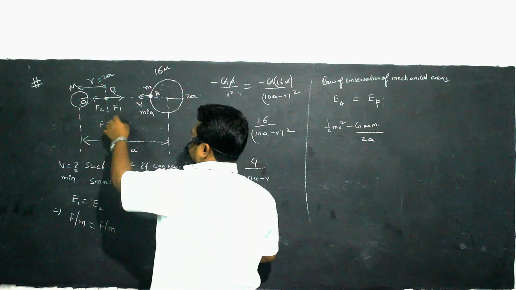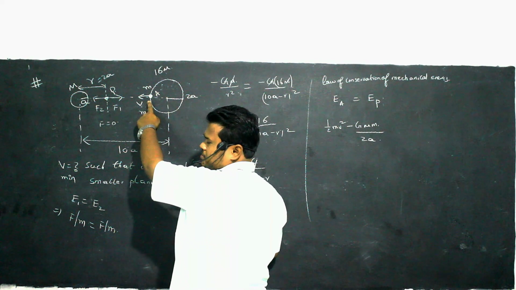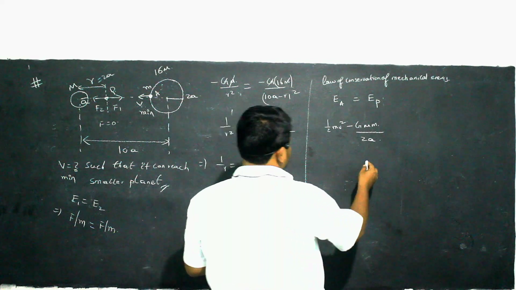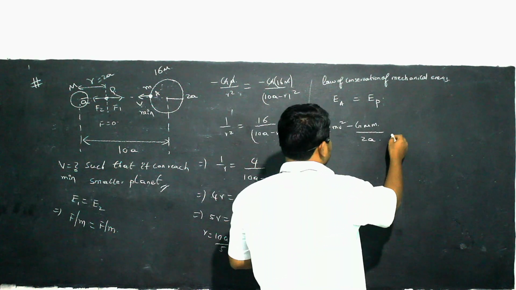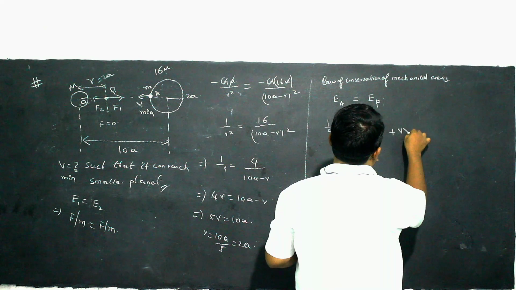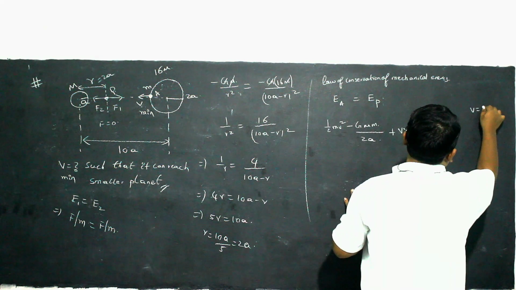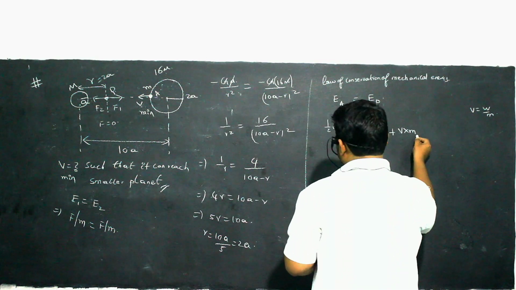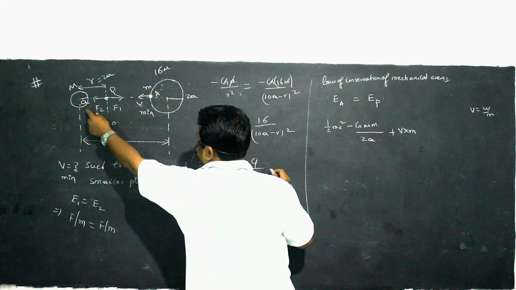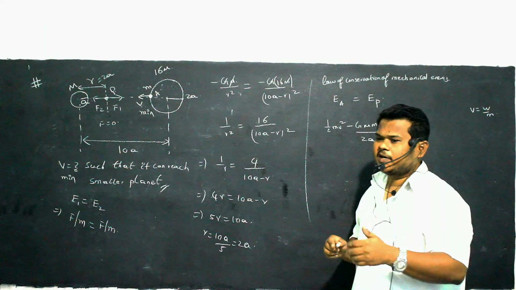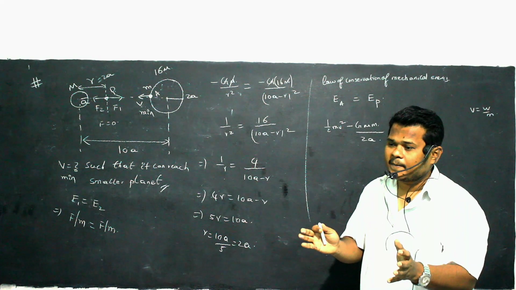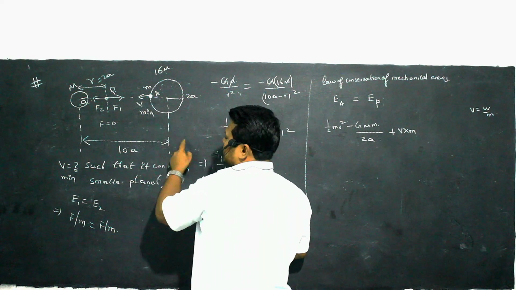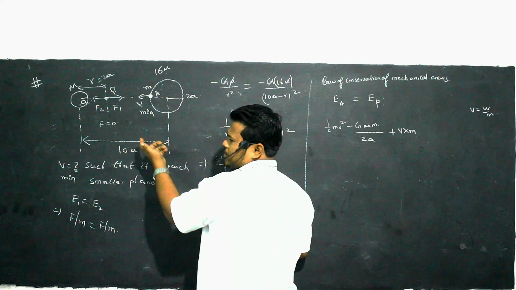So this planet is also having some potential here, no? Are you able to understand? And what is the potential of this planet at this position? Gravitational potential means V, and W is equal to V into m, since V is equal to W by m. The mass of the small planet is m. Therefore, what is the potential of this small planet here? Minus Gm divided by the distance from the center of the planet. What is the distance of this point? 10a minus 2a.